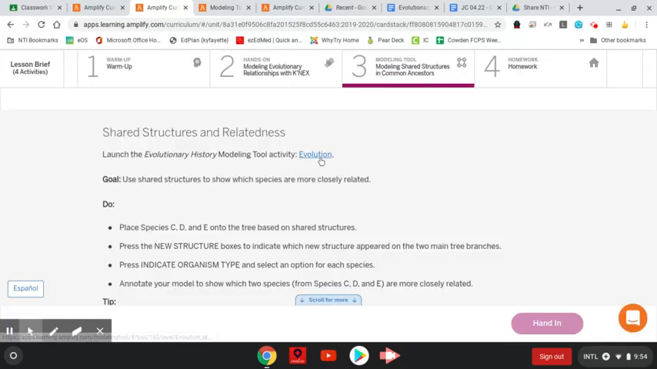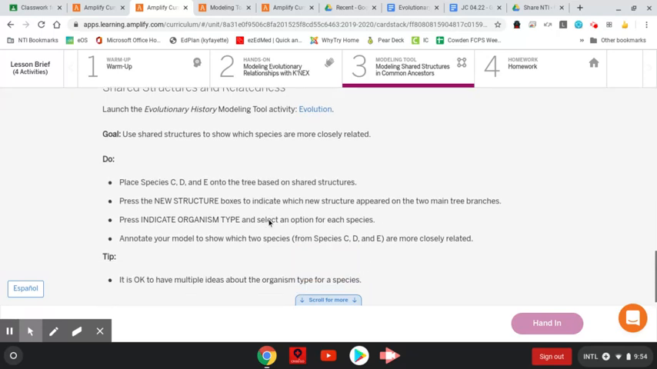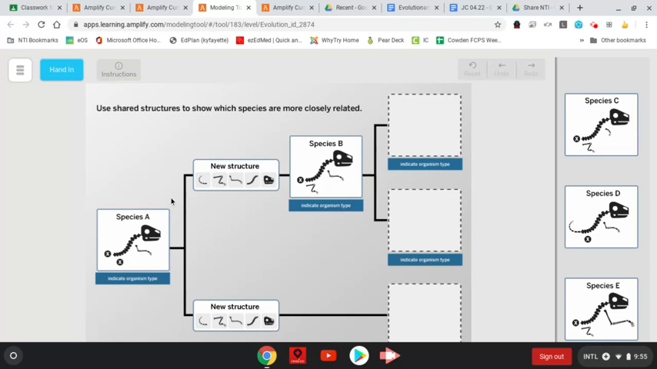Alright, and the next one she wants you to do is Section 3, which has the evolutionary simulator. And right here, it wants you to make sure that you place species C, D, and E into the tree based on their shared structures. Press the new structure boxes that indicate which new structure appears on the two main tree branches. Press indicate organism type and select an option for each species. And then annotate your model for which two species from species C, D, and E are most closely related. So let me open up the simulator.